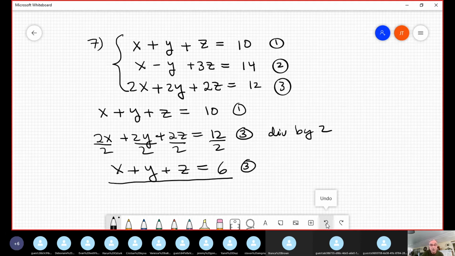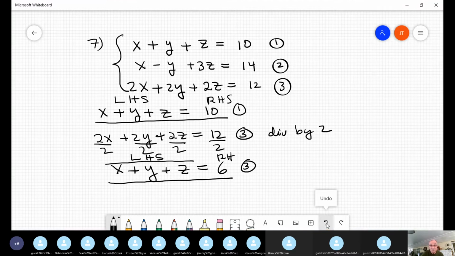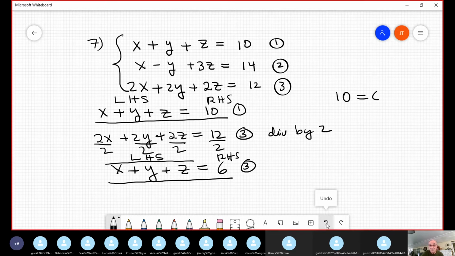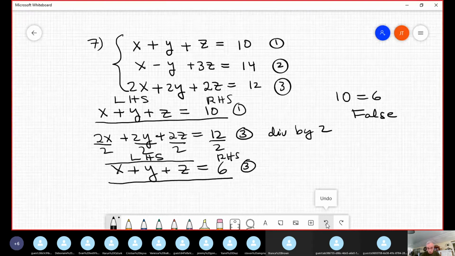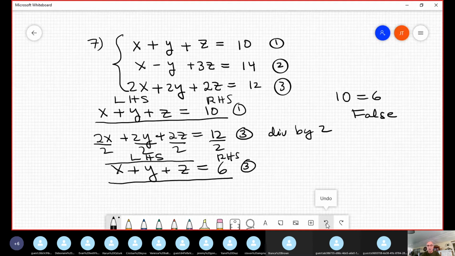You compare this equation and this equation. In the left-hand side, we have exactly the same expression, x plus y plus z. In the right-hand side of one we have 10, and in the other we have 6. That means that 10 is equal to 6. It is completely false, and this indicates that this system has no solution. Using intuition, you will be able to see that. If you explain it exactly in that way, you get 100 points.